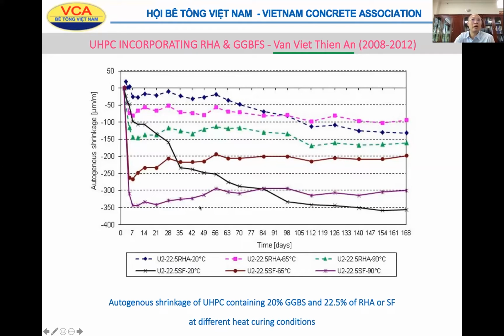You can see in the diagram, the graph, at different curing temperatures: 20 degree, 65 degree, and 90 degree hot curing. The autogenous shrinkage of the UHPC using rice husk ash and GGBS is reduced compared with the control sample.